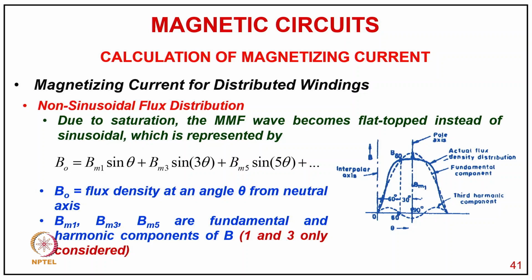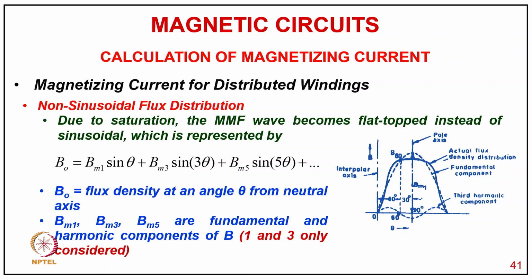Considering the non-sinusoidal flux distribution. Due to saturation, the MMF wave becomes flat-topped instead of sinusoidal, as you can see in the figure, which shows the flat-top waveform for the flux. So the flux density becomes B0 equal to Bm1 sin theta plus Bm3 sin 3 theta plus Bm5 sin 5 theta. Because it is symmetric about the x-axis, only odd harmonics will be there, and because of the flat top, the third harmonic is out of phase.